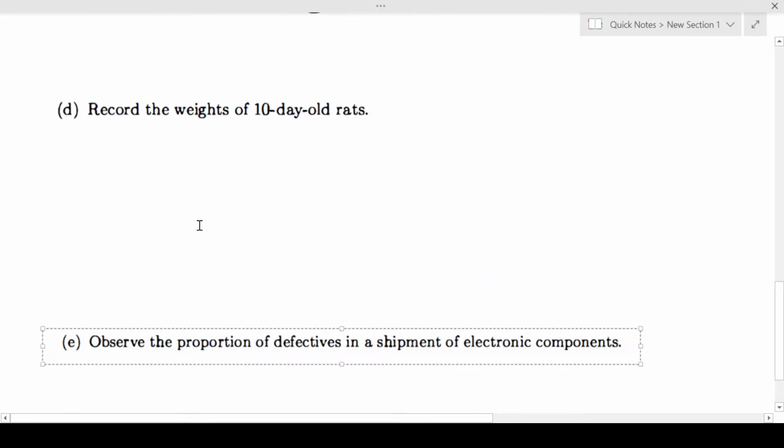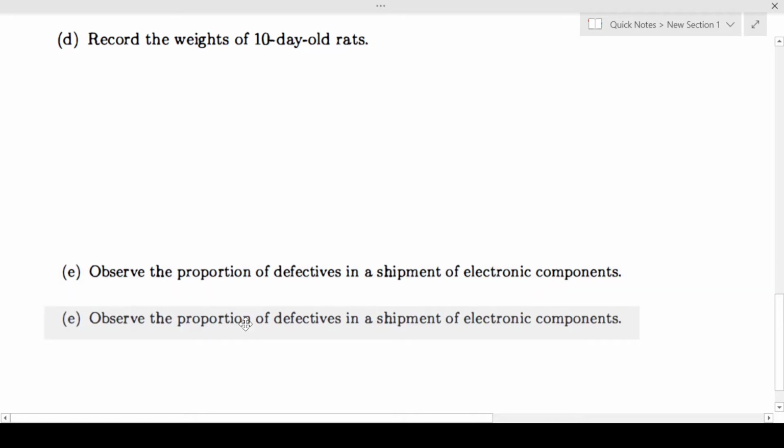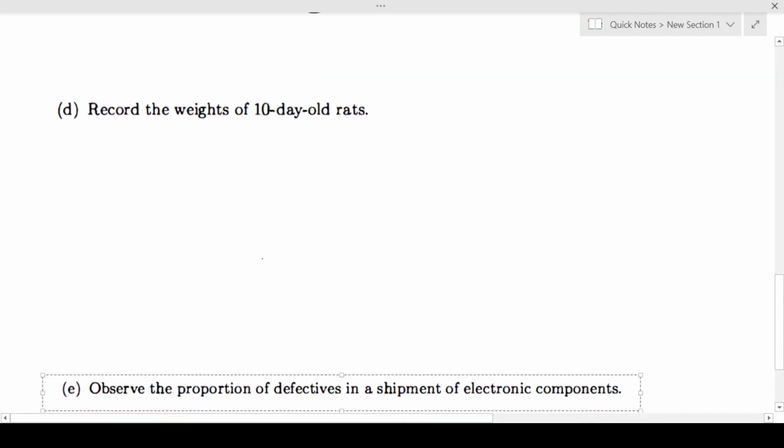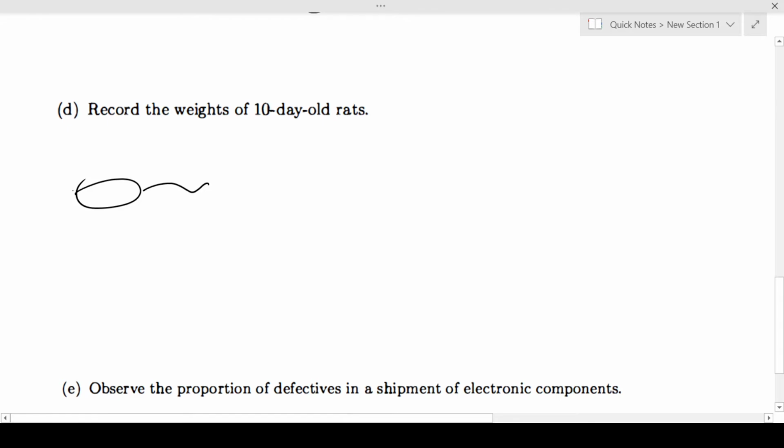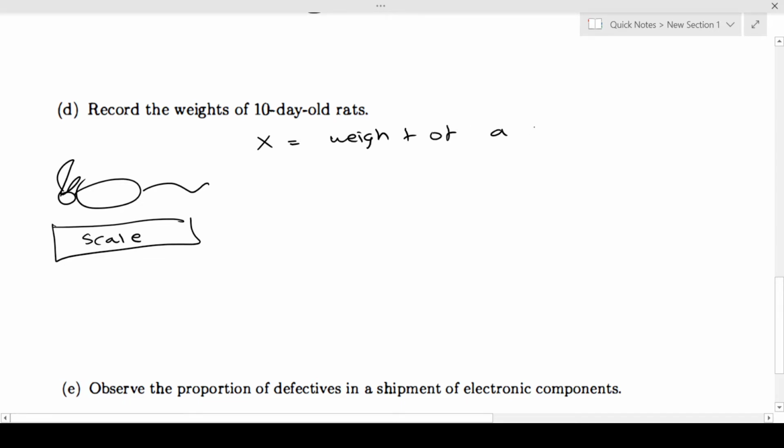Next one. Record the weight of 10-day-old lab rats. So you have rats like this. They have a tail, maybe ears and stuff. You are going to put one on a scale and measure the weight. So this is, let's say, the weight of a 10-day-old rat. Again, what values can this random variable take? My x can take any value greater than or equal to 0, right?